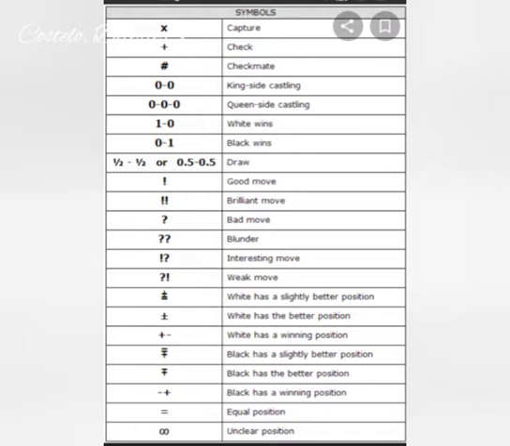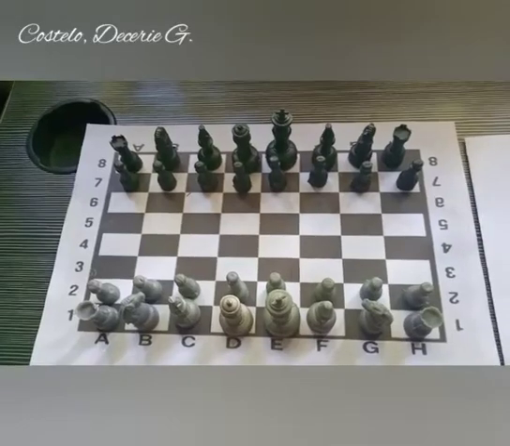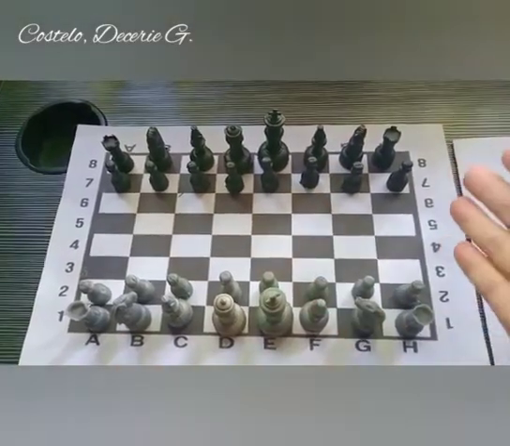1/2-1/2, which means draw. Next, we have 1 exclamation point for good move, 2 exclamation points for brilliant move, 1 question mark for bad move, 2 question marks for blunder, 1 exclamation point and 1 question mark for interesting move, 1 question mark and 1 exclamation point for weak move, and so on. So here we have a chess setup.